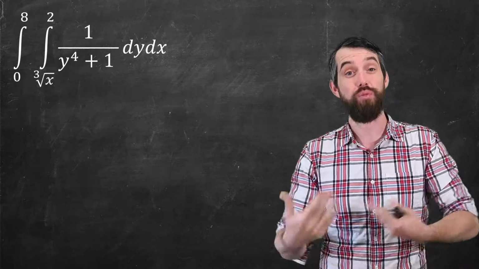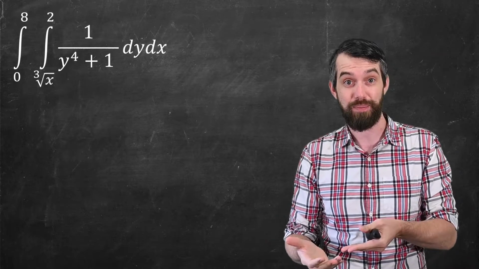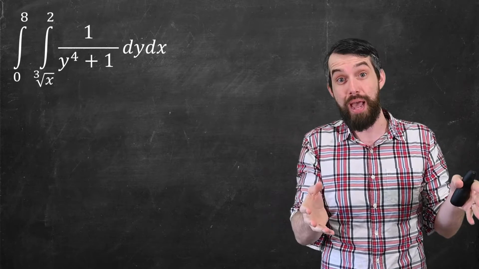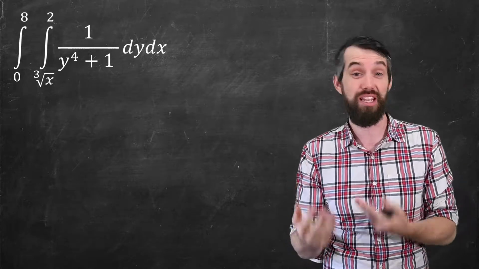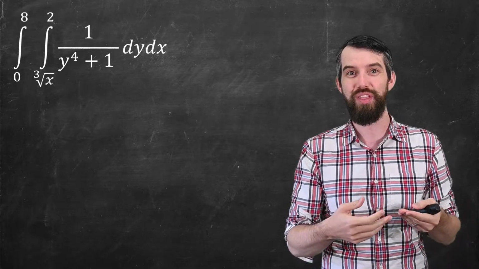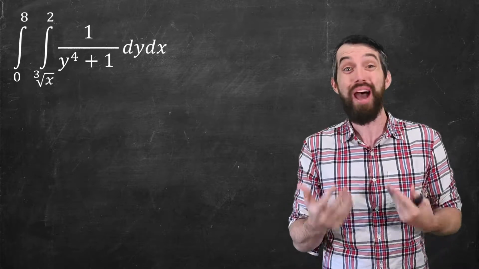That means that we're supposed to integrate with respect to y first, and then we're supposed to integrate with respect to x. So there's sort of an inner integral with respect to y, and then an outer integral with respect to x. Now, the problem is, I actually can't integrate that inner integral. I can't integrate with respect to y, because the integrand, this 1 over y to the fourth plus 1, I don't know how to integrate that.